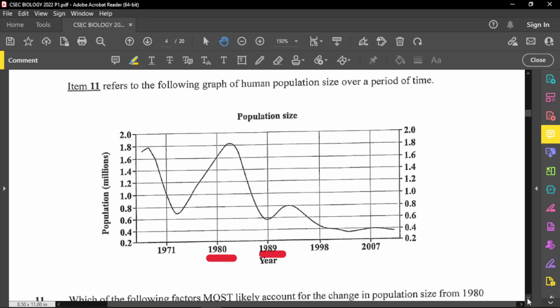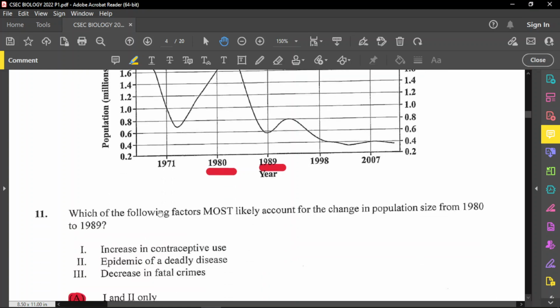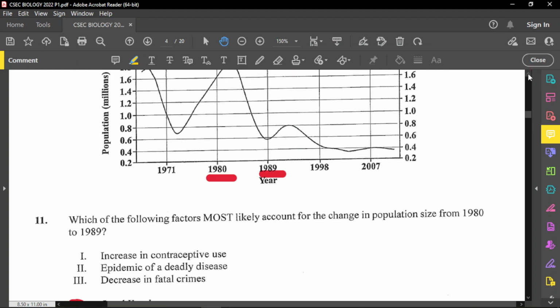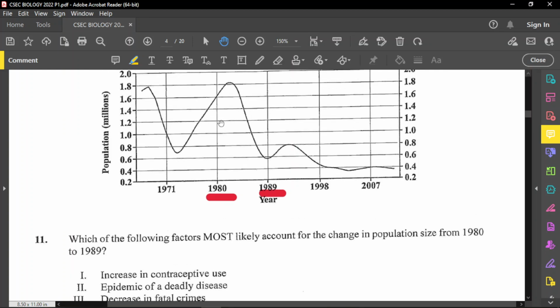And for question number 11, it refers to this graph that we have here. We have population on the Y, and then we have some years. I highlight these years for a reason based on the question. And so let's go to the question really. And it said, which of the following factors most likely account for the change in population size from 1980 to 1989? And what happened from 1980 to 1989? If you notice here that the population is declining. All right, so we have a decrease in population.